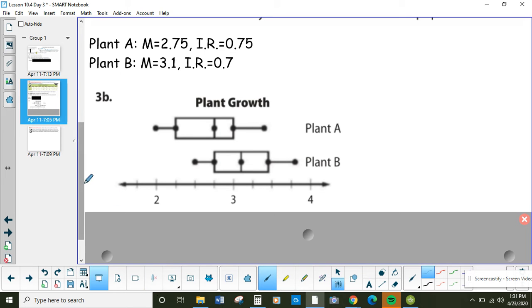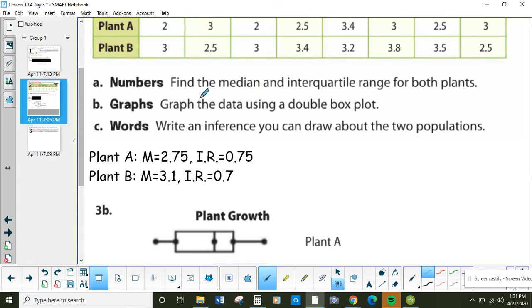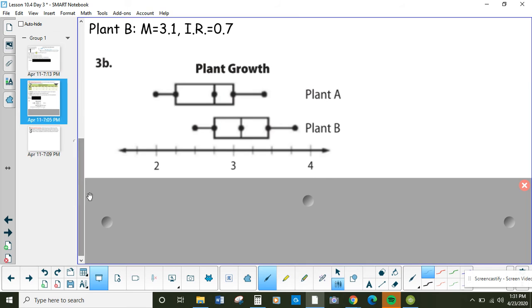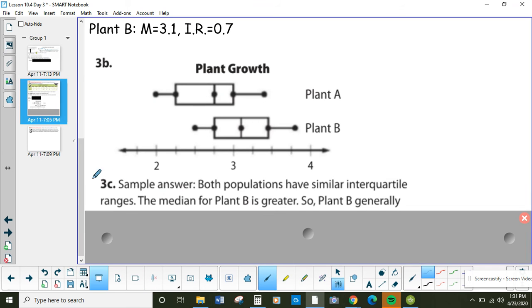All right, so let's see. We're to graph the data using double box plot. I showed you how to do that, and write an inference. So looking at these plants here, half of the plants are in this category. This is how much they grew. Half of these guys are in this category. This is the other half. This is the other half. Just by looking at it, what can you guys say from this?